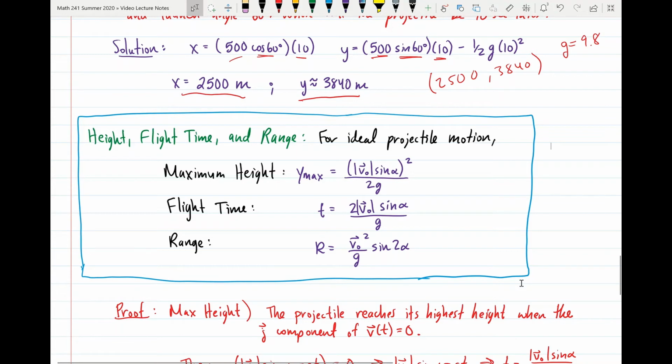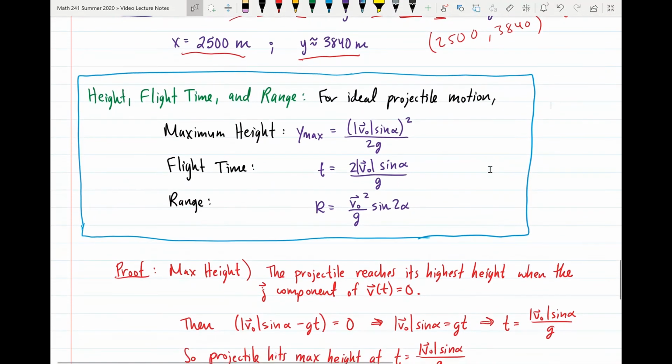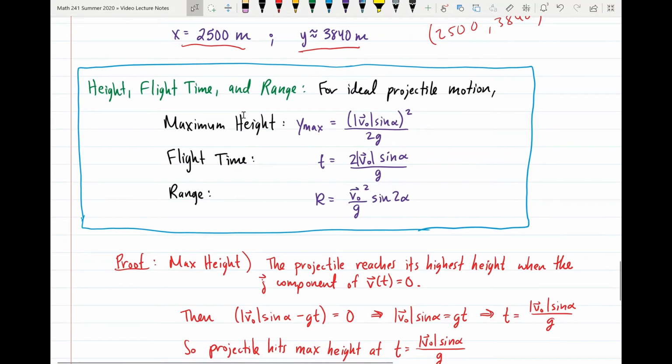Now let's move on to the last piece of information for projectile motion, at least in this section. So we're going to talk about height, flight time, and range of our projectile. So when we have ideal projectile motion, which again means that the only force acting on our projectile is gravity, and the projectile is starting from the origin, then we can develop these equations that give us various information about the projectile.